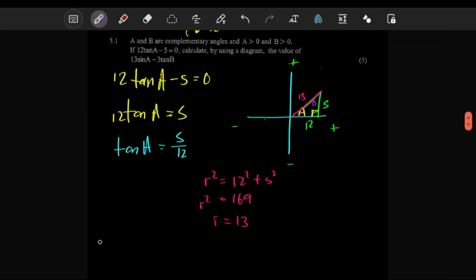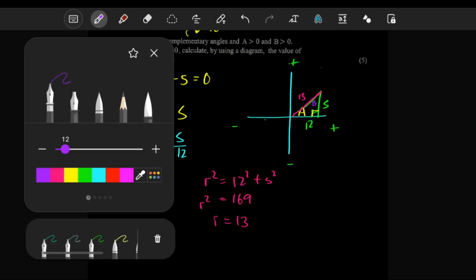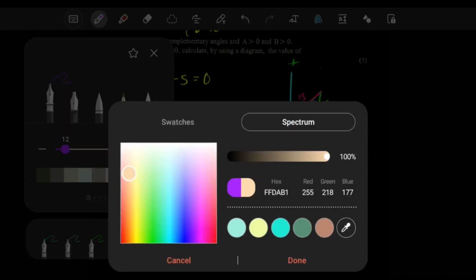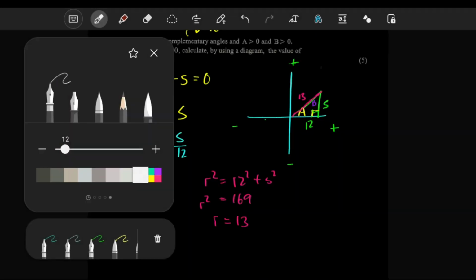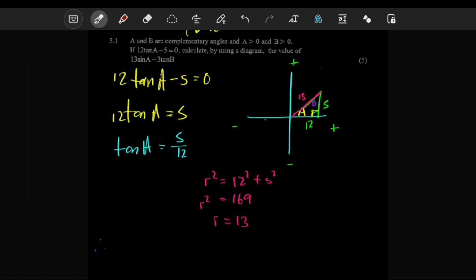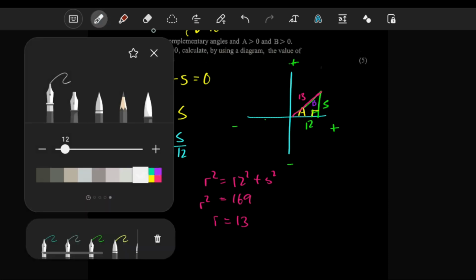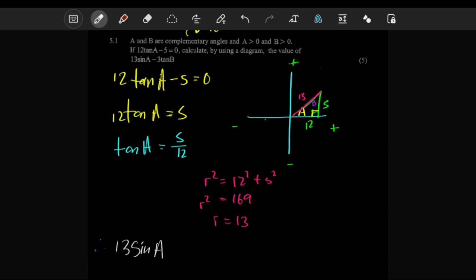So here we can say, therefore, let's use white, because I haven't used the white in so long. The white here is 13 sine A. And then what is this thing here? 13 sine A minus 13 tan B.